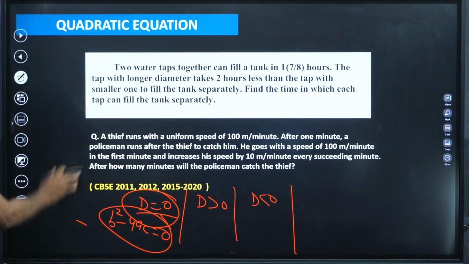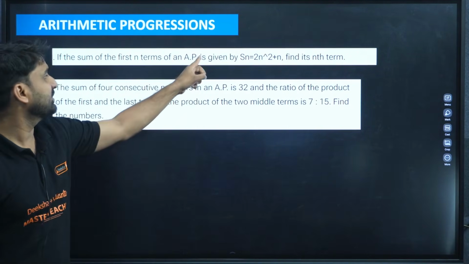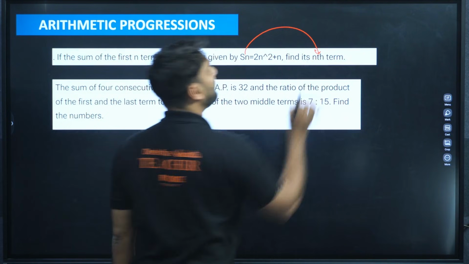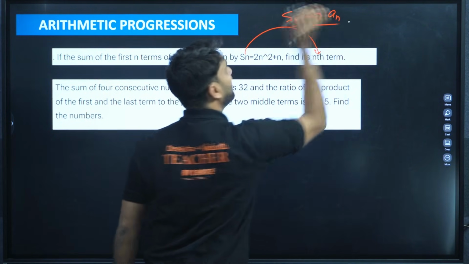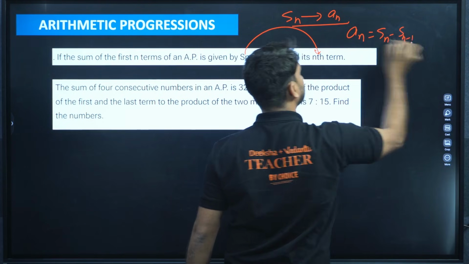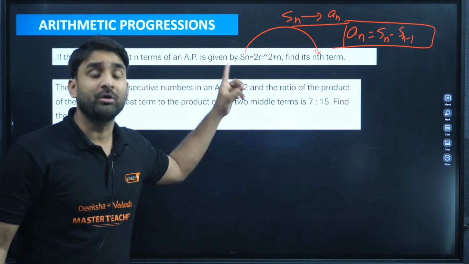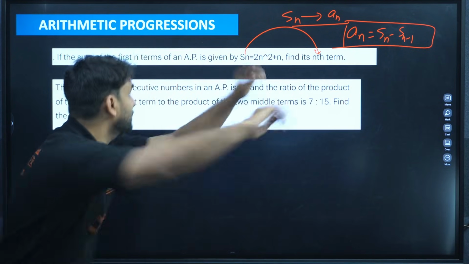Very important. Moving to next chapter, arithmetic progression. So in arithmetic progression, look at the question. These are two questions. Sn will be given to you and you have to find the nth term, meaning from Sn, you have to find n. So there is a formula: an is equal to Sn minus Sn minus 1. So my dear students, I am giving you the topics and the most important repeated portions. Go and prepare these topics before sitting in the examination hall.